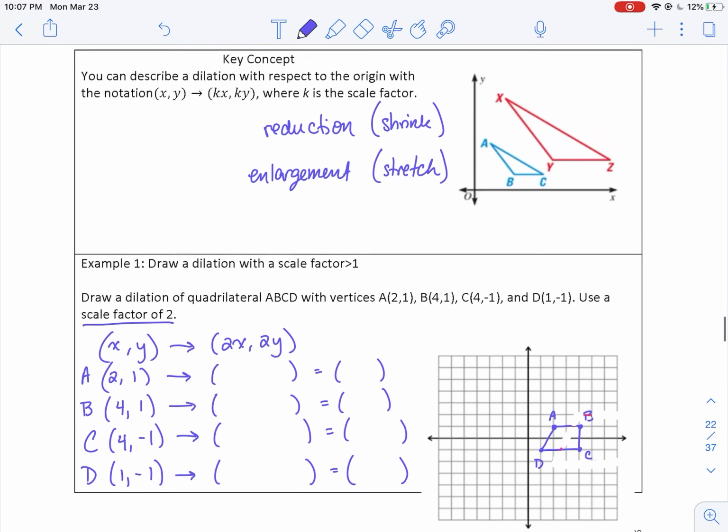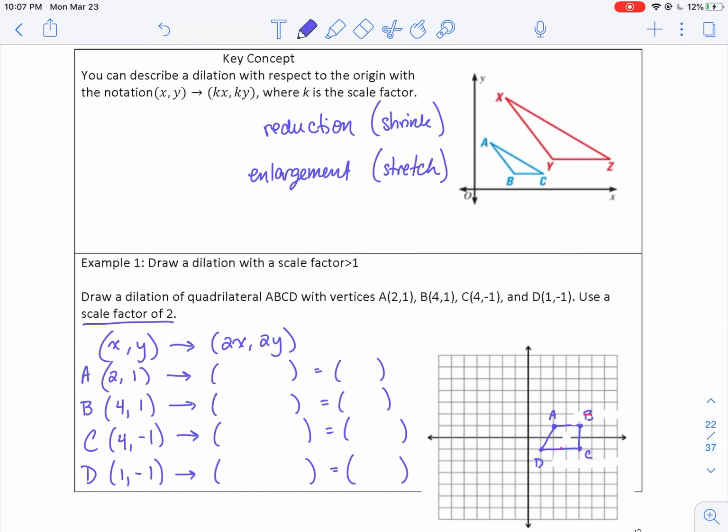All right, so now let's get into our key concept. We can describe a dilation with respect to the origin using this notation here. And so this is key. What do you notice that changes? We're starting with our ordered pair (x, y), and then we have a multiplier, and our multiplier is k. That's our scale factor. And so if k is less than 1 and greater than 0, meaning k is a fraction or a decimal, it's going to be a shrink. As opposed to if k is greater than 1, it's an enlargement. It's a stretch. So the figure is getting bigger.